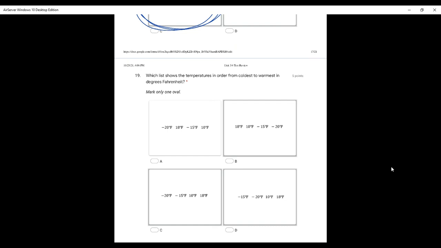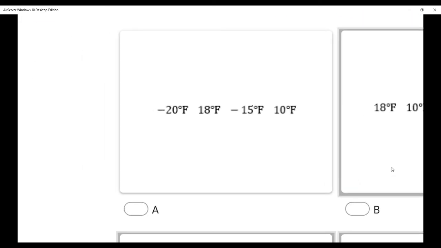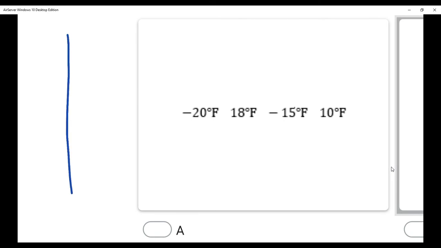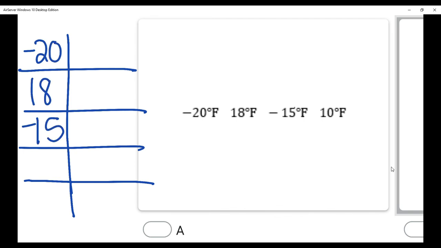Okay? Which shows the temperatures in order from coldest to warmest. So think about it. If it's 100 degrees outside, it's really, really hot. But if it's 20 degrees, it's really, really cold. So coldest to warmest is least to greatest. So I'm going to pick one of these answer choices and make a ladder. I've got -20, 18, -15, and 10. So I don't have to do any conversions. They're all integers. We're good.